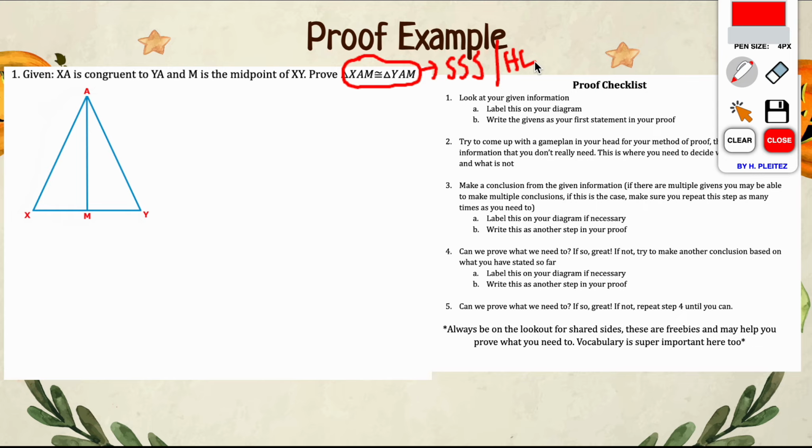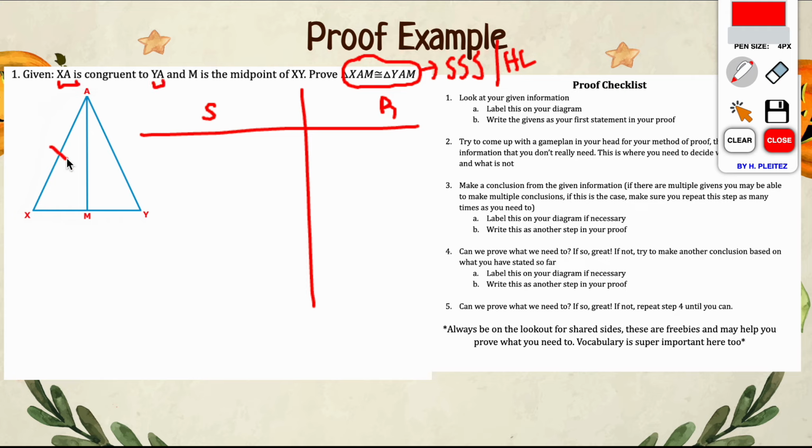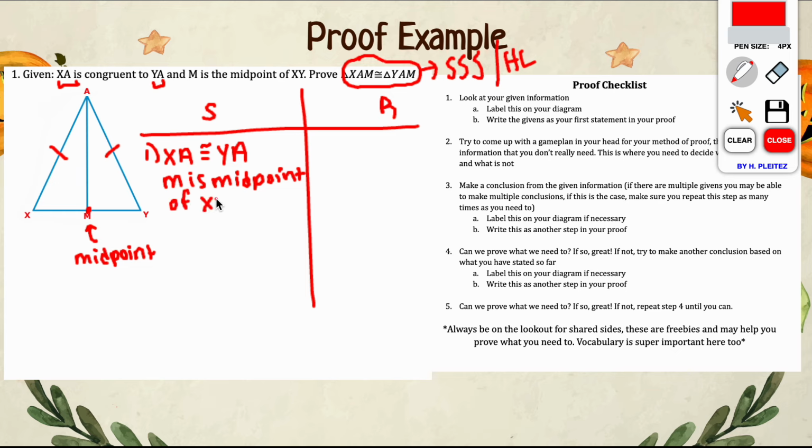Now, step one in my proof checklist says, look at our given information and label this on our diagram. So let me just make a statement reason chart real quick. So our first given is that XA is congruent to YA. So we want to make sure we label that in our diagram, and we write it in here as well. XA is congruent to YA, right? And then we also have that M is the midpoint of XY. So I'm going to go ahead and go like this, and I will just write midpoint. And I will write that in here too. So M is midpoint of XY. And again, our first reason is just always given.